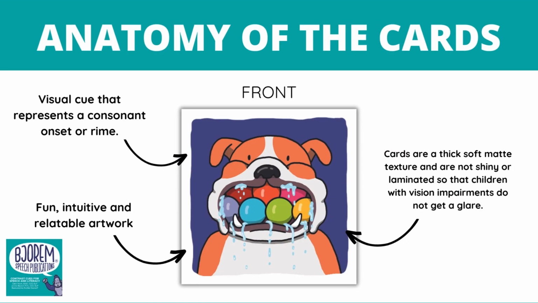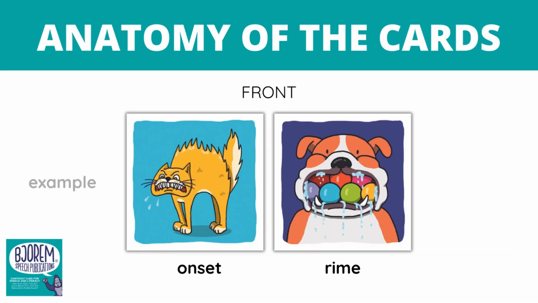The front of each card has a visual cue that represents a consonant onset or rhyme. The artwork is intentionally fun, intuitive, and relatable to facilitate teaching and engagement. The cards are also designed to decrease glare that often causes problems for children with visual impairments. The front of the onset and rhyme cards are formatted similarly, with visuals representing various onsets and rhymes. You may recognize some of the onset and rhyme visuals, as a handful are shared between the Contrast Cues deck and the original Bjorem speech sound cue deck for continuity and practice.